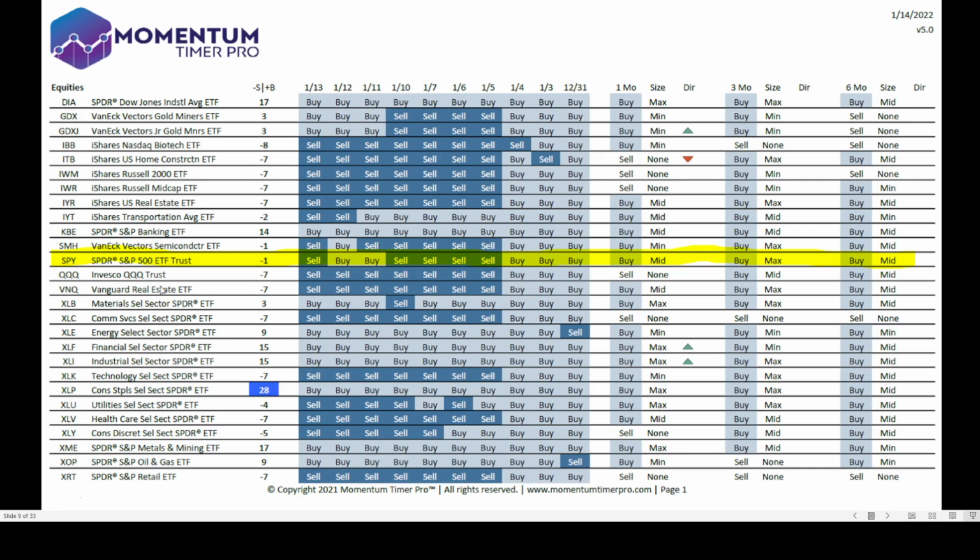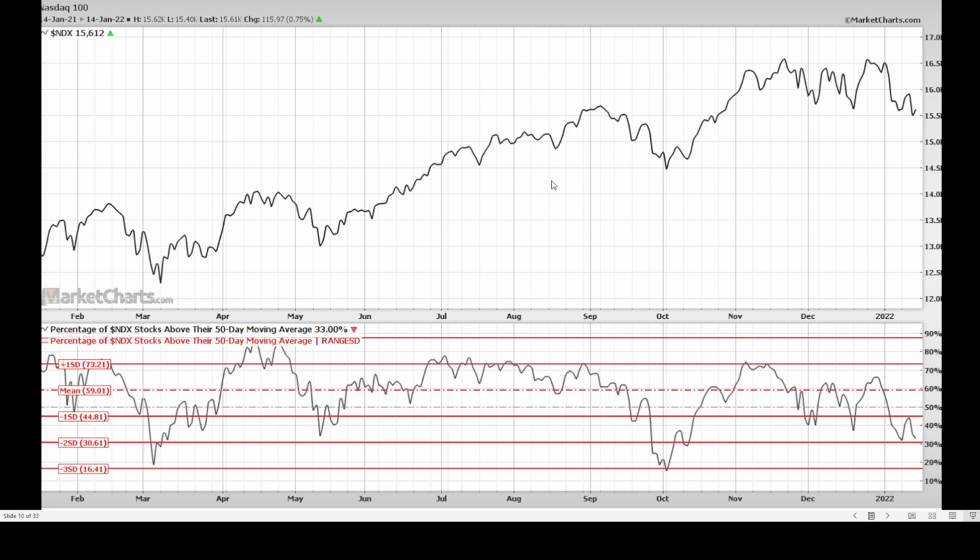Again, if you want to sign up for it, it's still free, but we just see a slight move down in the 1 month signal. Otherwise, it's holding a mid-size, max size, or mid-size position, depending on if you're a 1 month, 3 month, or 6 month trader. It's still telling you that the momentum is strong for SPY.